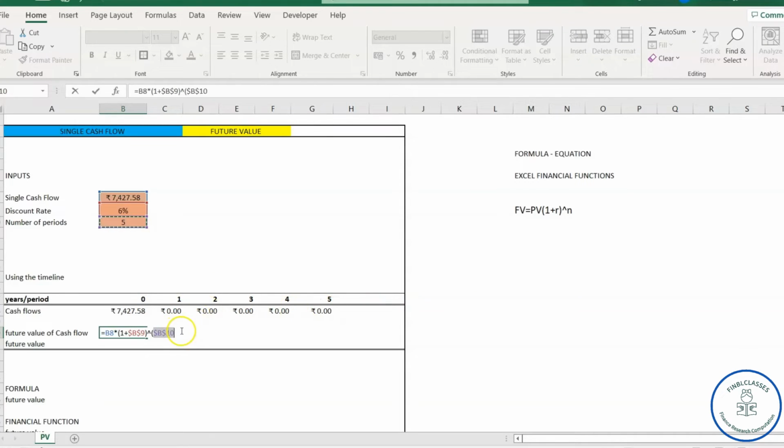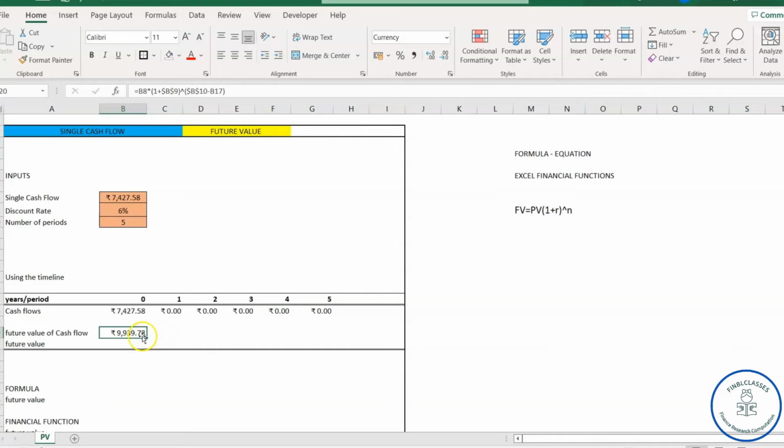5 minus, you refer to the cell B17. Don't lock it, because it has to move from this column to the next column, so it shifts one column. Then we close the bracket and press enter, and you'll get the future value of the cash flow over here.